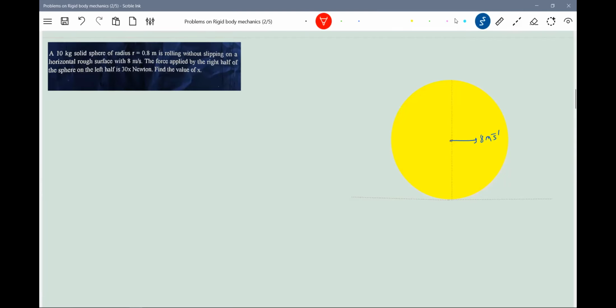Okay, I'll call this O. This is a point P for our reference, and this was the ground, or say a horizontal surface, which is rough enough so that pure rolling is there. Let's not bother with anything else. Horizontal rough surface. Okay, yes, telling this is a rough surface.